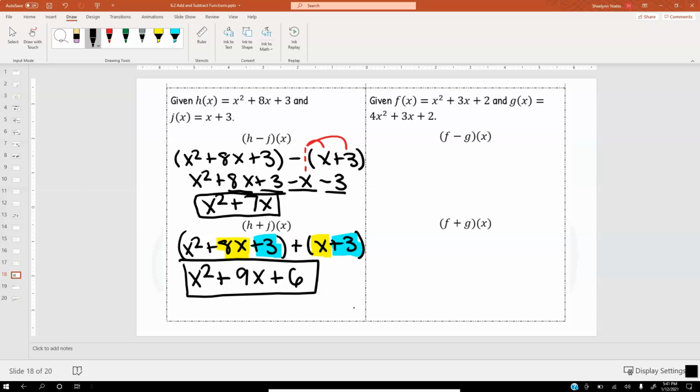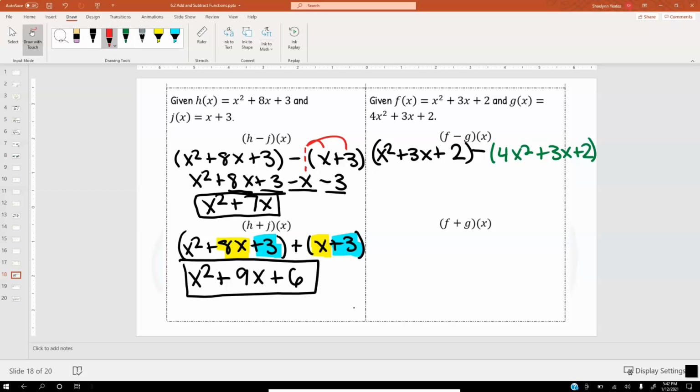Notice this time there are two x squareds. So we can't combine x squareds with x's, but we can combine them with other x squareds. So we're going to take our f of x, which is x squared plus 3x plus 2, and we're going to subtract our g of x. I'm going to write my g of x in a different color. It's 4x squared plus 3x plus 2.